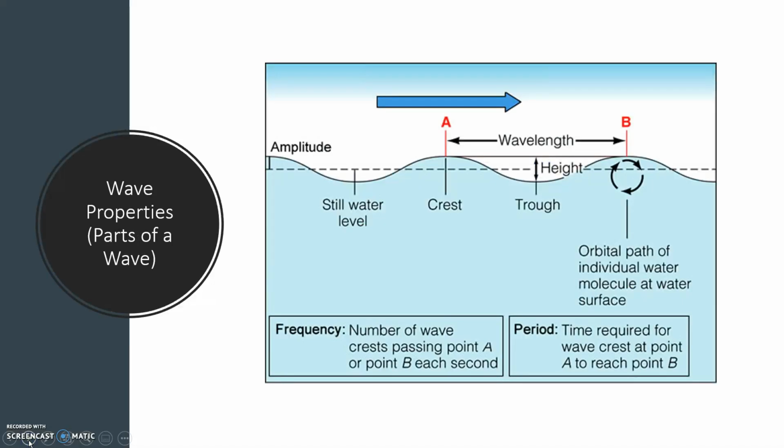Wave properties is another thing we will talk about. That's another way of saying parts of a wave. And here in this diagram we have a wave, and we have it labeled with each part of the wave.